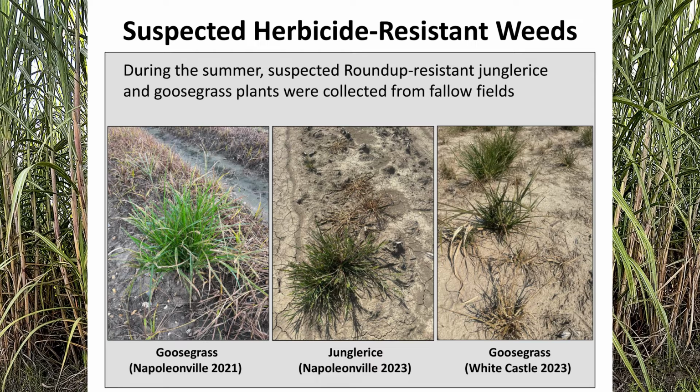Jungle rice, this was collected in 2023. As you can see here, you have a green plant next to dead plants. Pretty telltale sign of resistance. So that's suspected. We're working on trying to confirm that. This goosegrass was collected in White Castle, same scenario. Everything else in the field was controlled. All that was left were these weed species. They survived 2 applications of glyphosate, I think at 2 quarts per application.